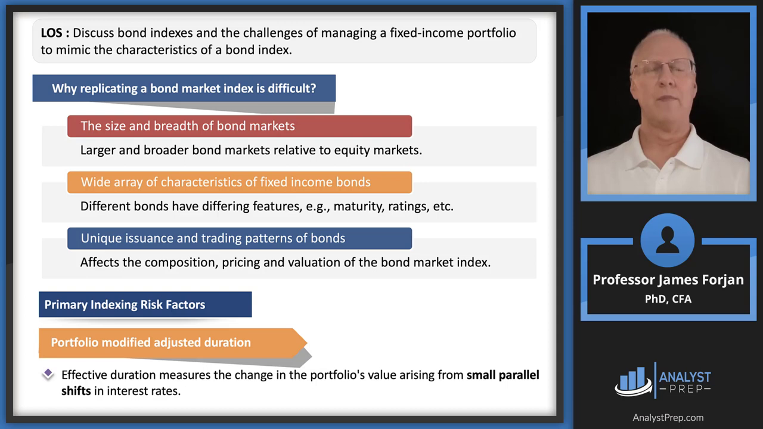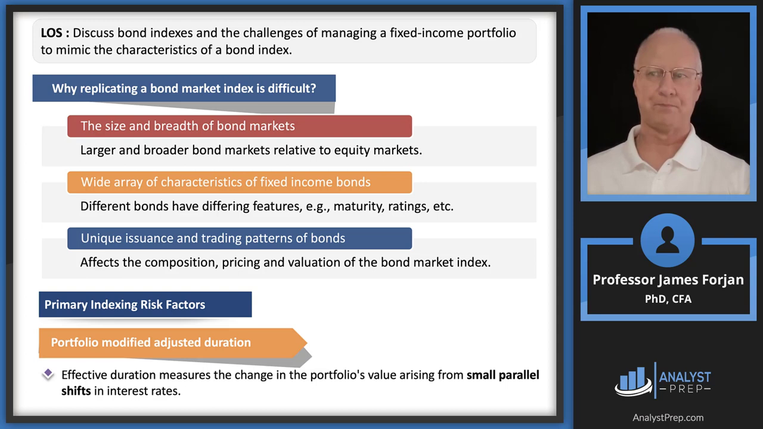So remember that, broad bond markets relative to equity markets. Different characteristics of fixed income securities, right? There are 2-year bonds, there are 10-year bonds, there are 20-year bonds, there are 50-year bonds, there are 100-year bonds. I've said this to you before, Walt Disney and Coca-Cola in the late 1990s issued 100-year bonds.